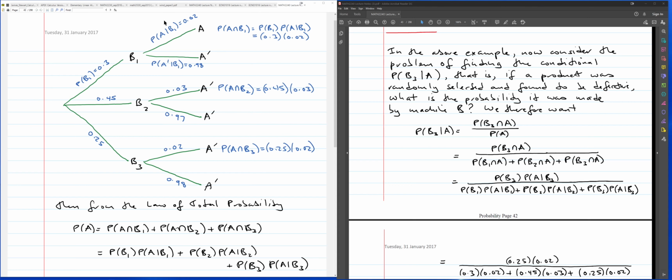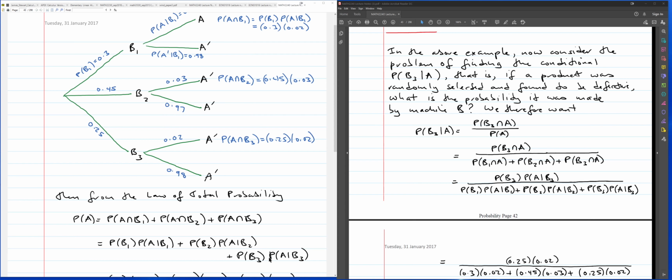So this over here, this probability of A given B1, is the probability of a product being defective given that it was made by machine B1. Likewise over here, this is supposed to be A, this here is the probability of A given B3, the probability that the product is defective given that it was made by B3. This probability A given B3 is this 0.02.